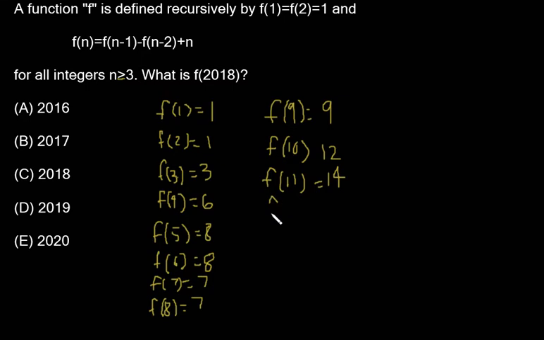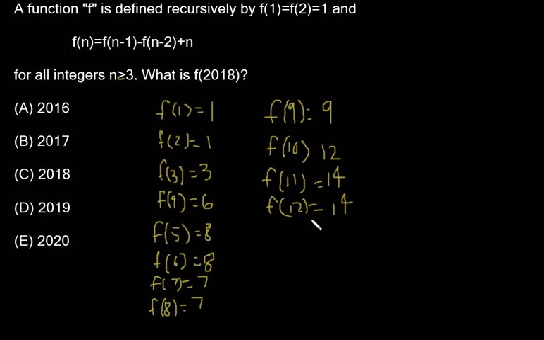So f of 12 is equal to 14 minus 12 is 2, plus 12 is 14 again. And whoa, wait, hold on. I think I'm starting to see something. We have 3, we have 9 right here. And then we have 3 plus 3, we have 9 plus 3, which is 12. We have 6 plus 2, which is 8. We have 12 plus 2, which is 14. And we have 14 and 14, the same numbers. We have 8 and 8, the same numbers.